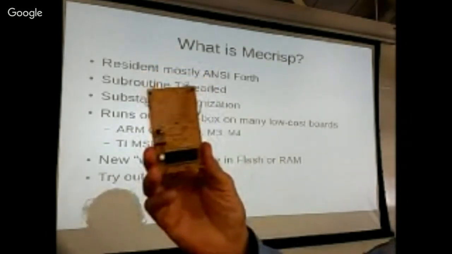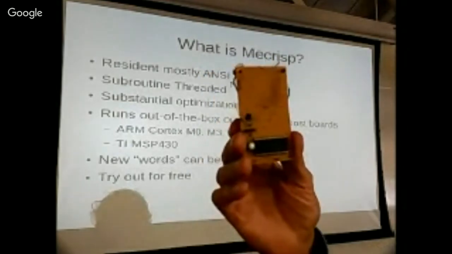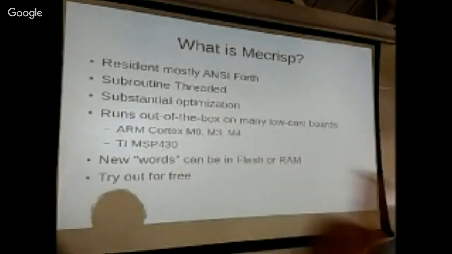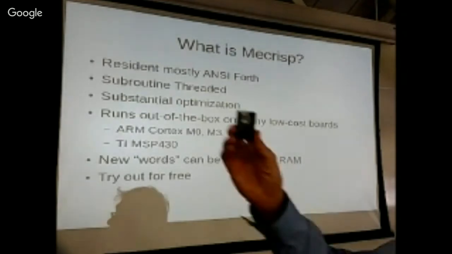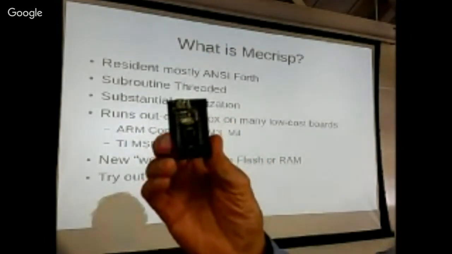These parts have gotten more and more expensive over time, as NXP has realized that it costs them a lot to make a dual inline package like this compared to surface mount. The cheapest probably is this board that comes from China. When you download MeCrisp and read the README, you can find out all about these different boards.